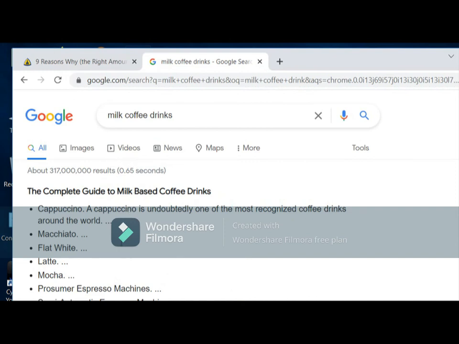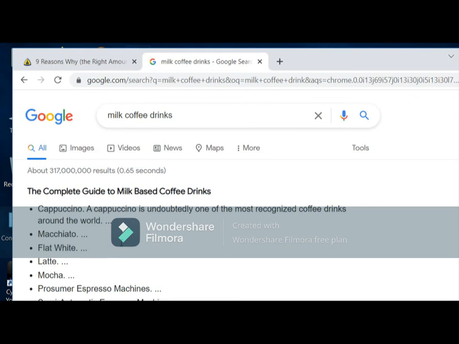Yes, cappuccino. All over the place you have gone, you must have heard of the word cappuccino. Here in Africa, when you mention cappuccino, some people may laugh at you and say, what are you talking about? Cappuccino, that's for rich people. Now, this is just milk and coffee. The cappuccino is undoubtedly one of the most recognized coffee drinks around the world. And guess what? It's coffee and milk, nothing else.